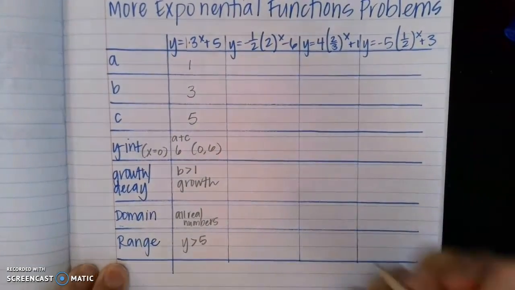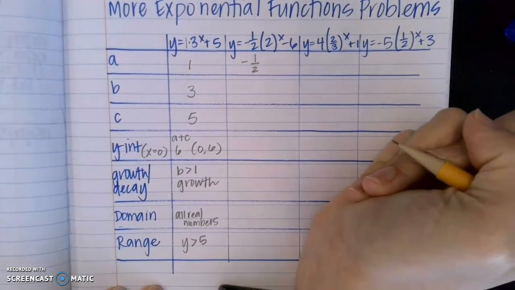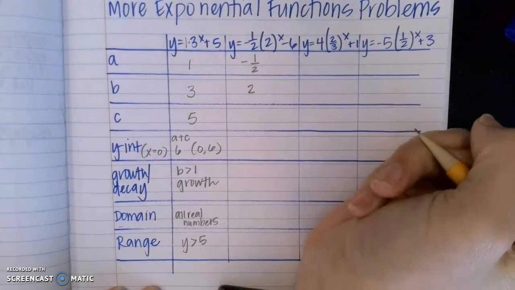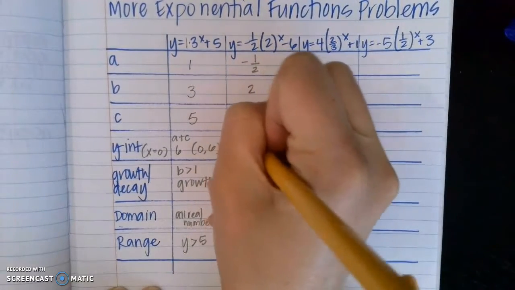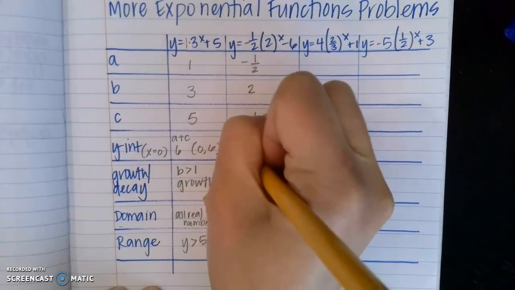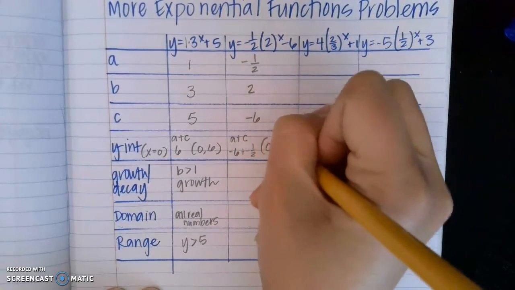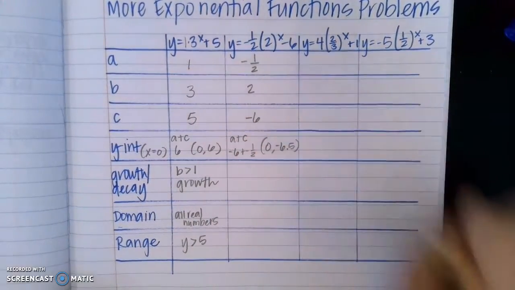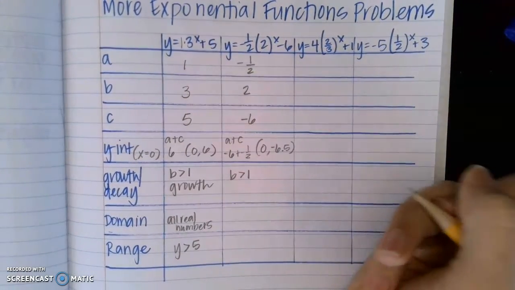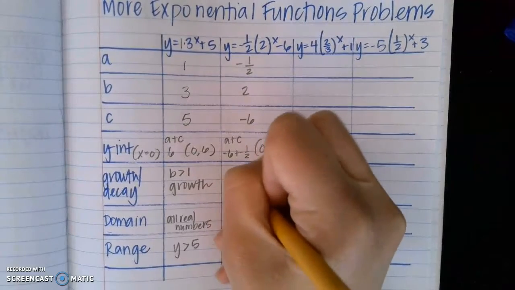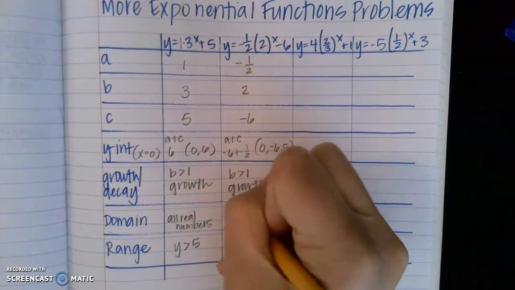Now let's take a look at our second example. My a is negative 1/2. That's my number out front. Make sure you include the negative. My b value is 2, and my c value is negative 6. My y-intercept is a plus c, which is negative 6 plus negative 1/2. So that means that my y-intercept is going to be 0, negative 6.5. Because my b value is greater than 1, or it's a whole number, this is going to be an example of growth. My domain is going to be all real numbers.